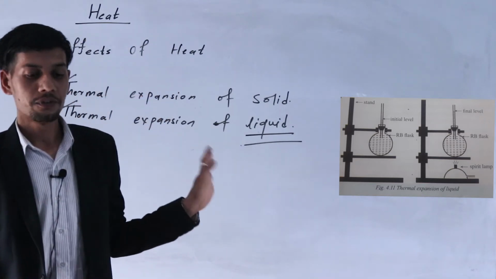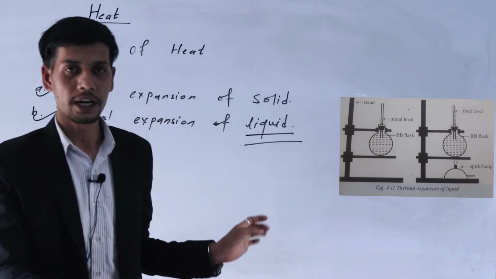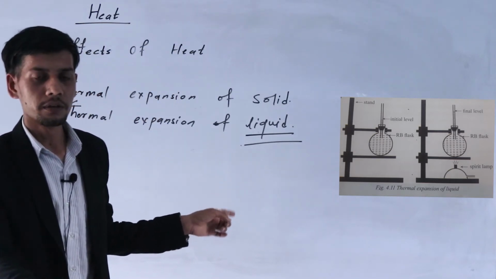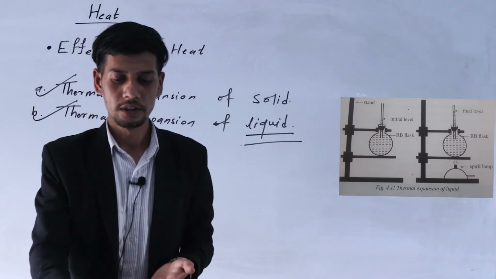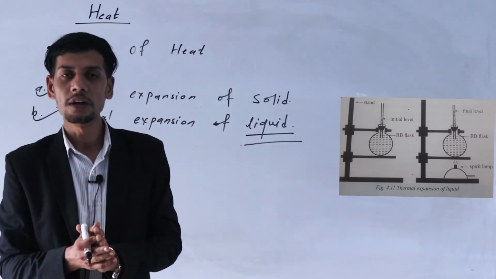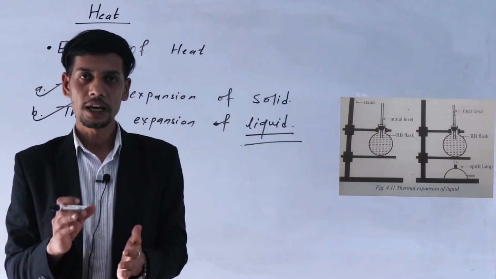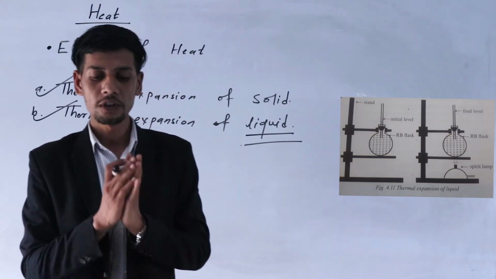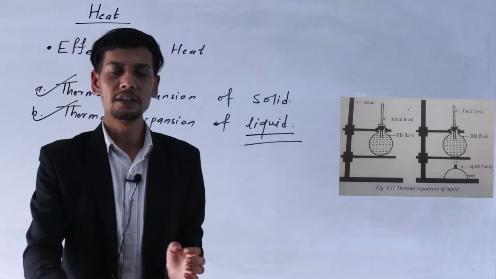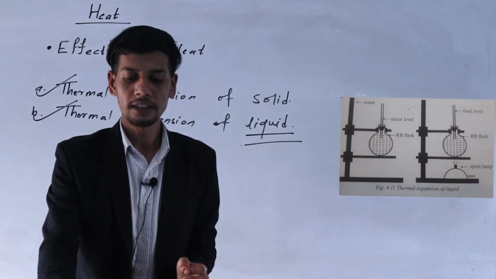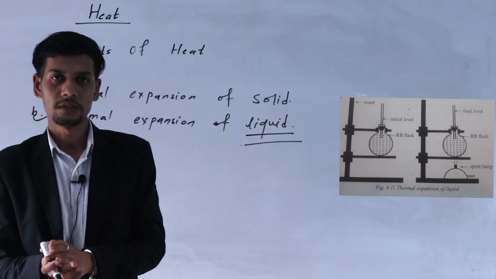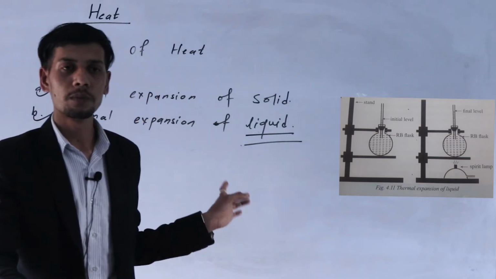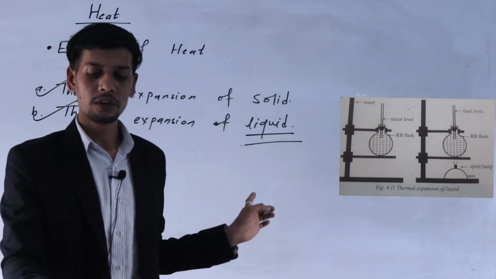So first of all, fill a round bottom flask with water. Here in this figure, fill the round bottom flask with water. Fit a glass tube with the help of a cork. Adjust the flask in the stand. Mark the initial level of water. In the glass tube, we have to mark the initial level of water.